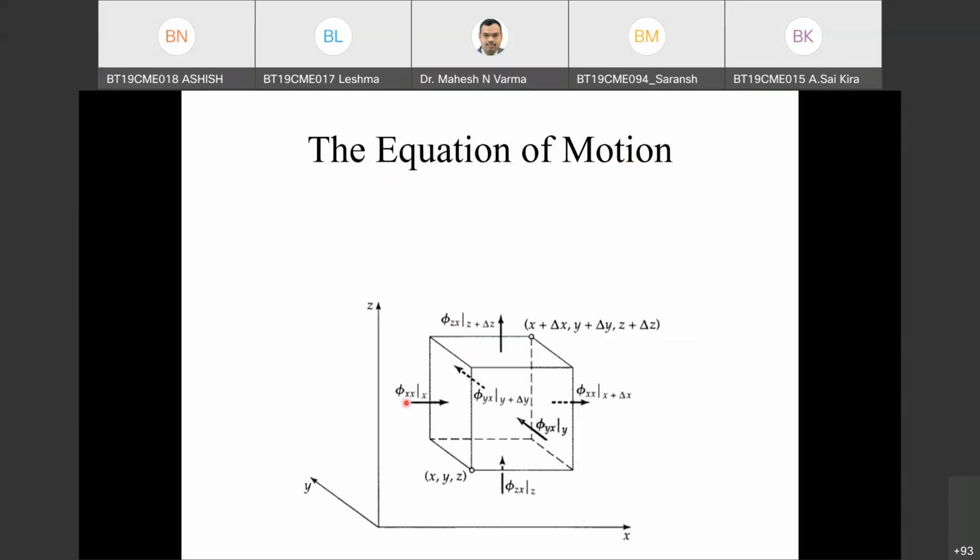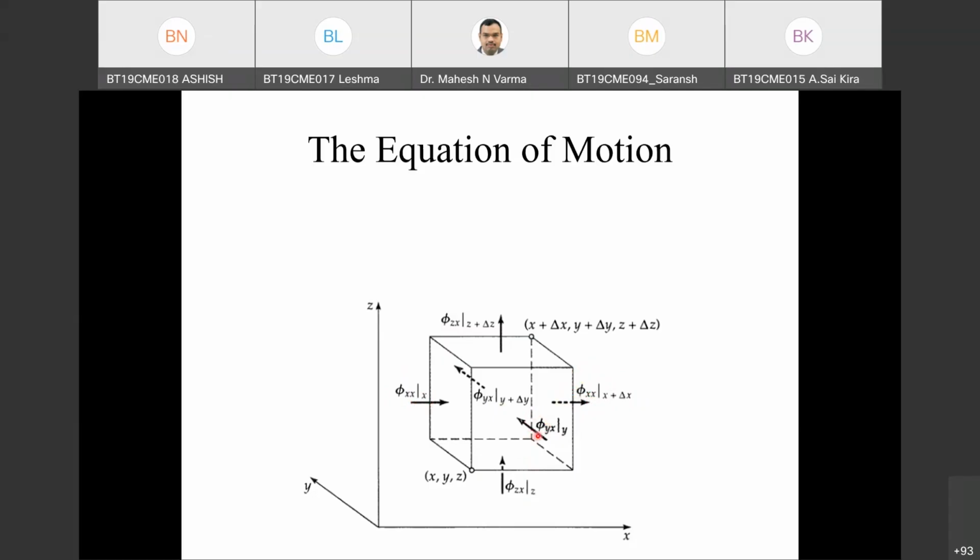You can see this second suffix indicates the direction of momentum. It is x everywhere, and the first suffix indicates its component. So this is the z component of x momentum, this is the x component of x momentum, this is the y component of x momentum. This is phi xx at x, the x component of x momentum coming into the differential shell. This is phi xx at x plus delta x, the x component of x momentum going out of the differential shell.